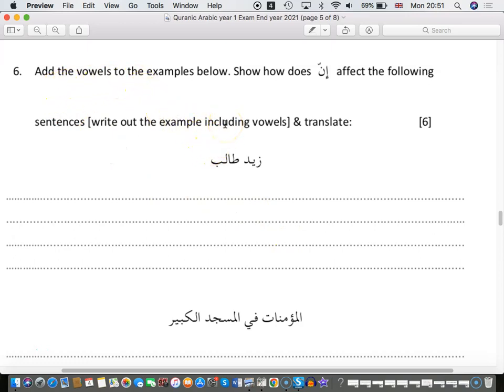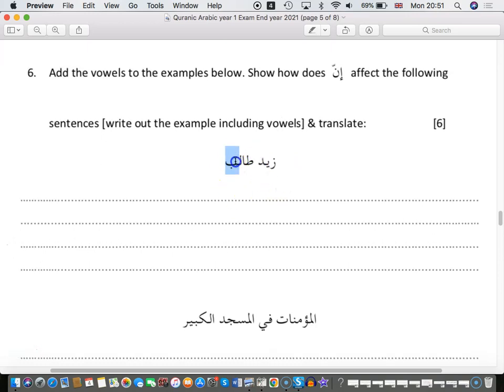So that's one task. You've got to add the vowels onto these words. Remember on the dal, on the ba. Add the vowels. Show how inna affects the vowel. In the following sentences, write out the examples including vowels and translate. So you have to basically add inna, and then show how inna would affect this, then translate it. So for example, let's have a go at this.